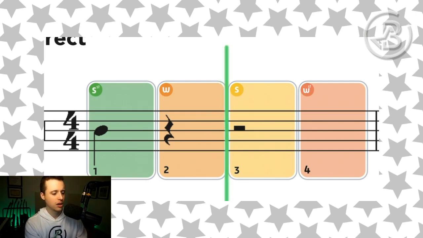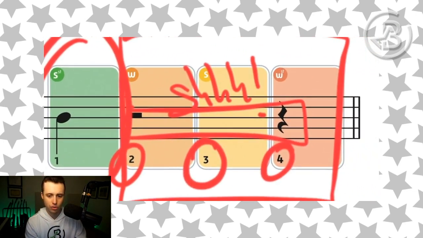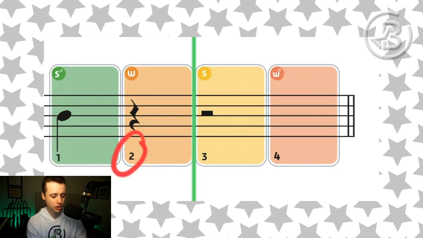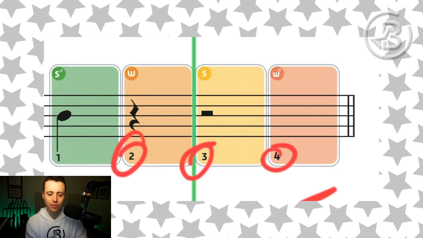Very good. We have our half rest written on beat 2 because we want 3 beats of silence in a row. Remember, we have beats 2, 3, and 4. Over here, beats 2, 3, 4 again. Yep. They all have rests on them. They're all silent. So these measures sound exactly the same. They're just written differently.